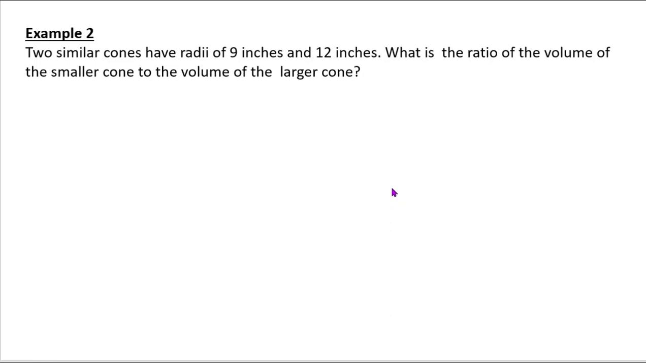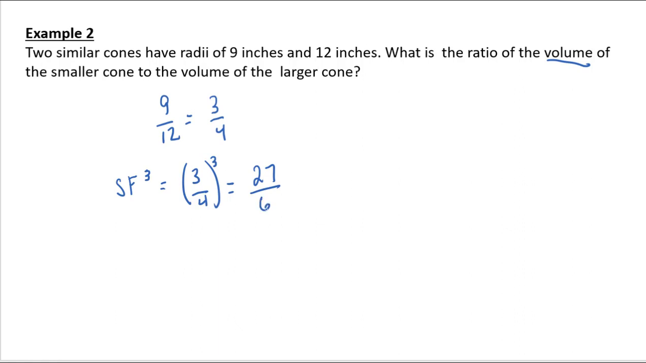Okay, so our next example. Two similar solids have radii of 9 and 12 inches. What is the ratio of the volumes of the smaller cone to the larger cone? Okay, so I have 9 to 12. What does that reduce to? That reduces to 3 to 4. The ratio of the volumes is my scale factor cubed. So I take that scale factor and I cube it. That is going to be 27 over 64, or you could write it as 27 to 64.